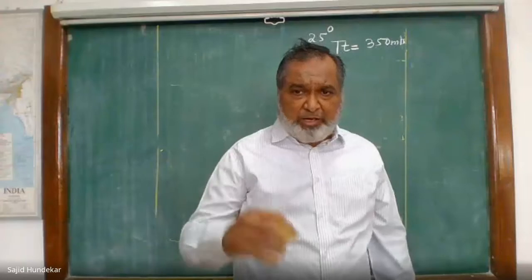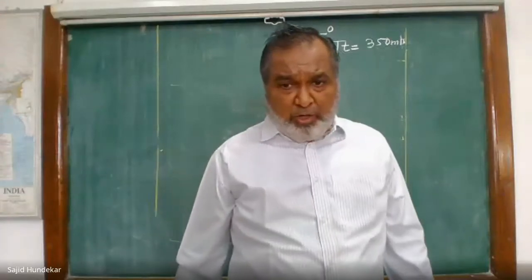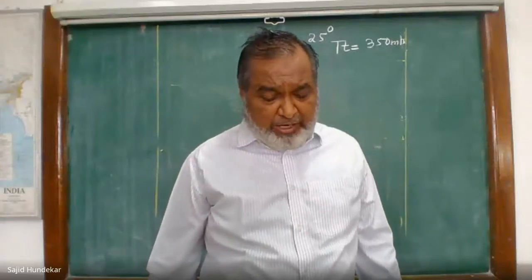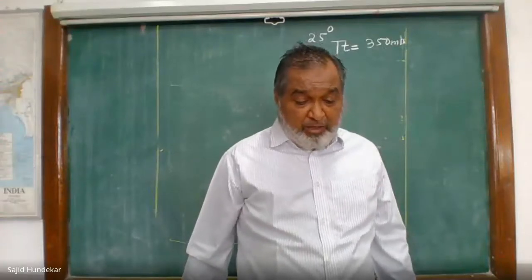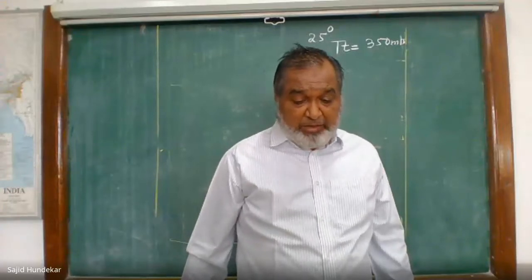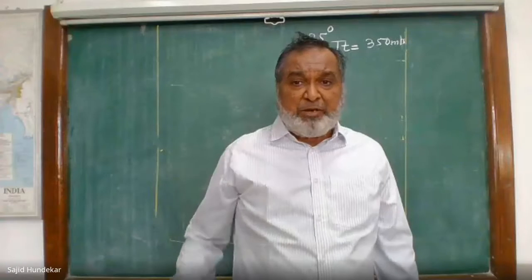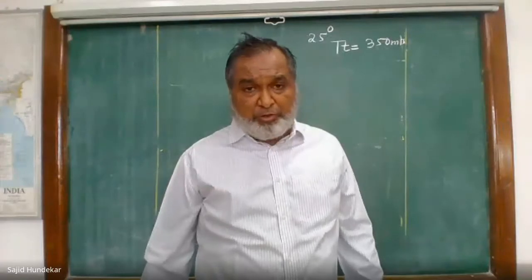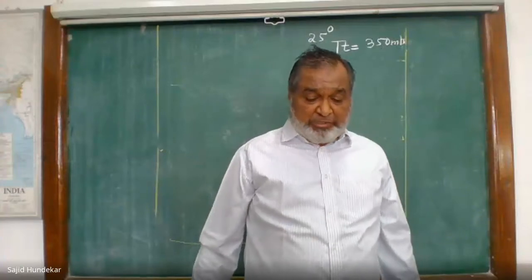See whatever you have written now, check it out. Problem number 1. A coal seam dipping towards north by an angle of 25 degrees is seen to be exposed on level ground. The true thickness of the coal seam is 350 meters. Find, number 1, the width of outcrop on horizontal ground, and second, the vertical thickness of the coal seam. So this is the problem now.